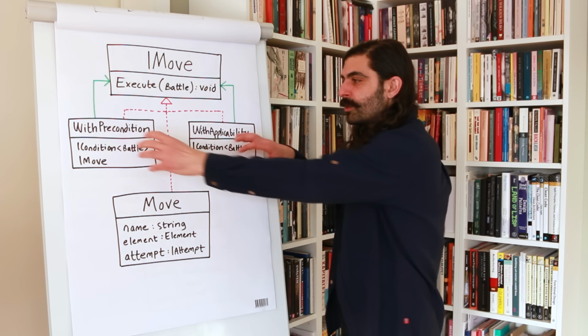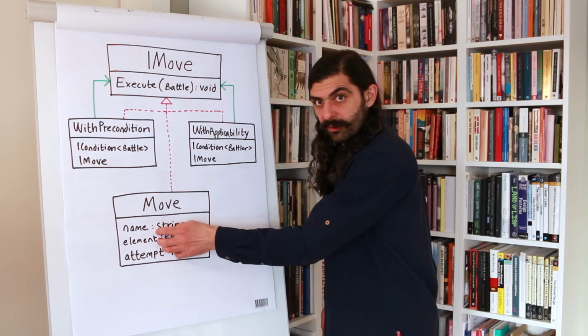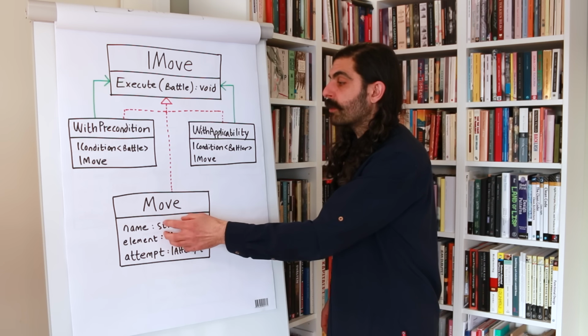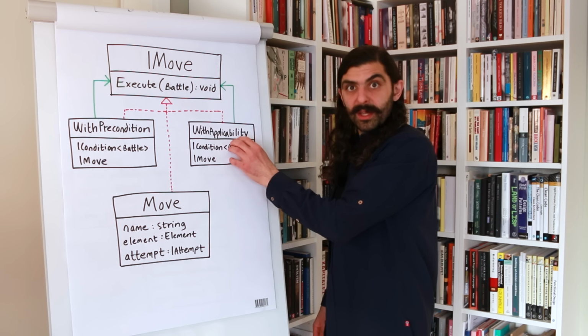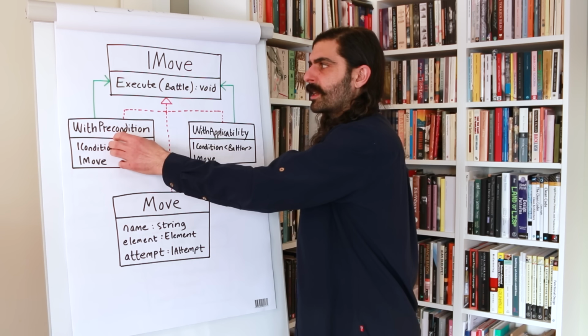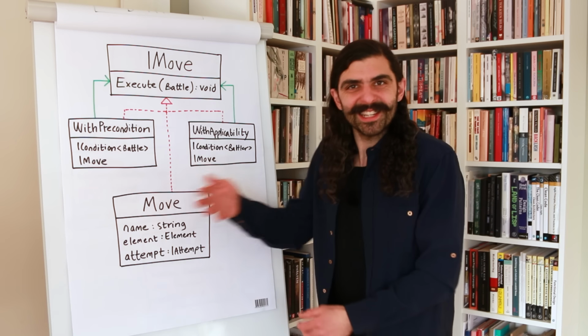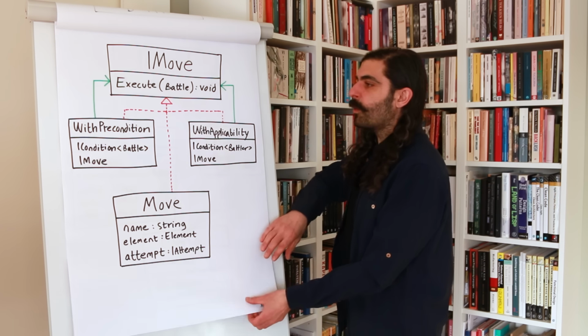And so then you can use both, or you could use none, or you could use one. You could have just a concrete move with no preconditions or applicability, or you could have a concrete move and you wrap it in some applicability conditions, or you have a concrete move and you wrap it in some applicability conditions and some preconditions, and then you can pass that around, right? So this is very flexible, and this is in line with the idea of decorators. Okay, let's move on away from moves.